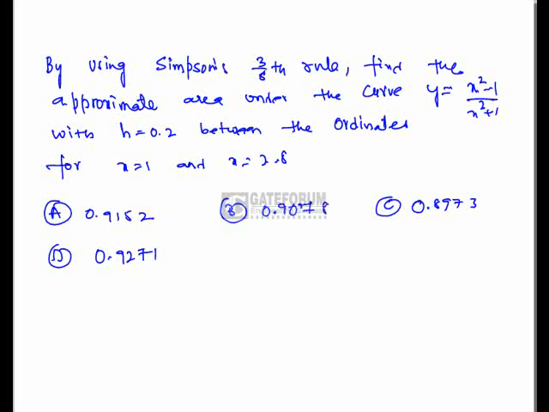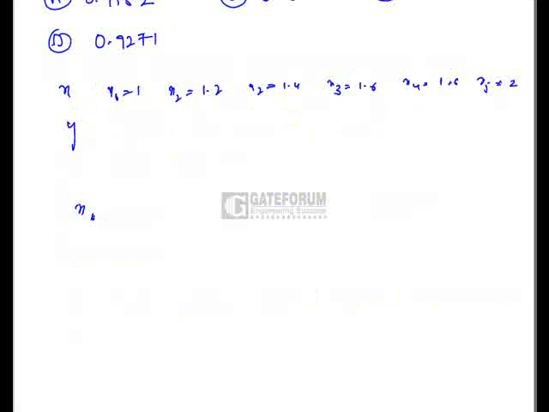So we have to find the approximation of (x square minus 1) by (x square plus 1), where h is given as 0.2, between the ordinates x is equal to 1 and x is equal to 2. I mean, if you substitute these values, what are the ordinates you'll get. Now let us prepare the table here. X values I'll start from 1, then there will be a difference of 0.2, so it will be 1.2, then x2 is equal to 1.4, x3 is nothing but 1.6, x4 is 1.8, x5 is 2, x6 is 2.2, x7 is nothing but 2.4, x8 is nothing but 2.6, x9 is equal to 2.8.